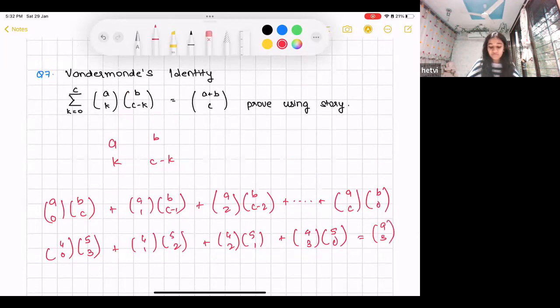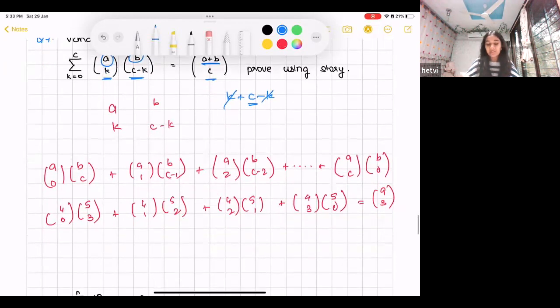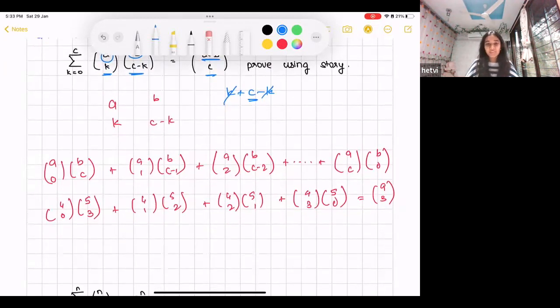9C3. Over here, if you observe what they have done, A plus B gives you A plus B, and K plus C minus K, K cancels, you get C. So it looks very intuitive, and yeah, you aren't actually allowed to do this. This is combinatorics and it is multiplication. You cannot add the numbers in the brackets, but in this case you can, because it's an identity, and we'll be seeing how to prove that using a story.